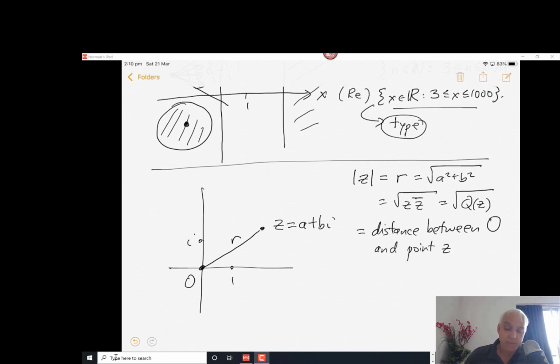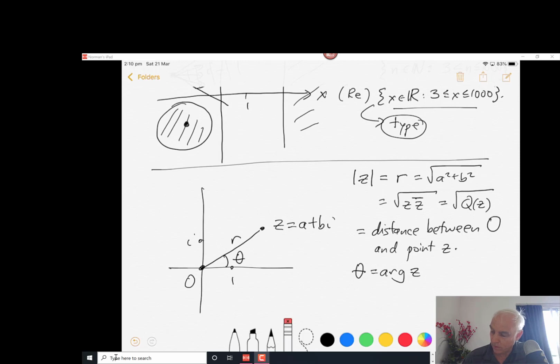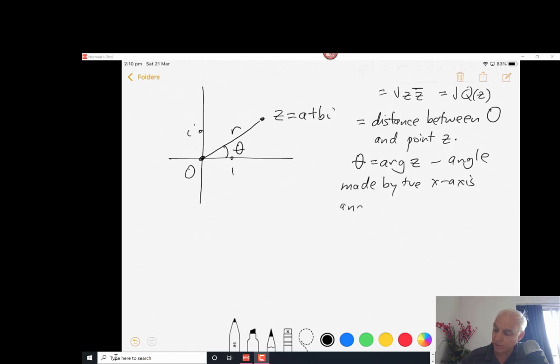Okay, the other kind of ingredient for polar coordinates is this angle here. So theta is, say, the arg of z, and that's the angle made by the positive x-axis and the vector from O to z.